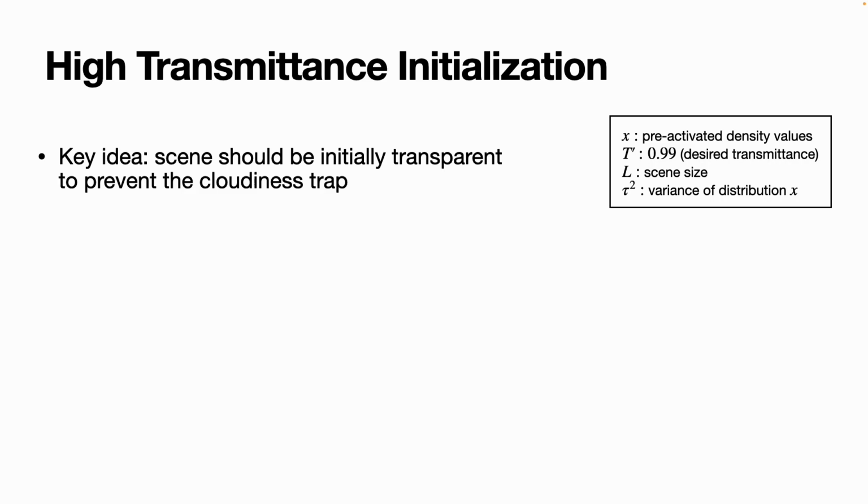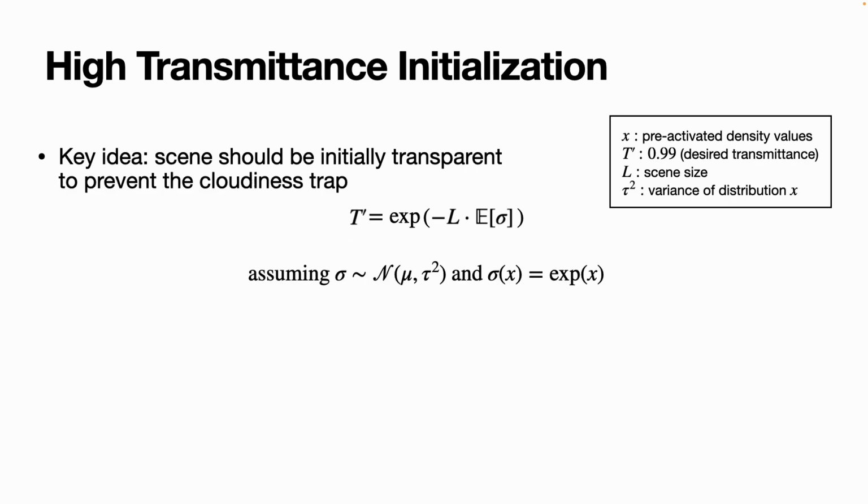To solve these issues, we develop a high transmittance initialization, which forces the scene to be initially transparent. Recall that transmittance is related to density as such. The inner integral gives a Monte Carlo estimate that converges to the expectation of sigma over the entire ray. Replace the left-hand side with T prime, an initial transmittance target such as 0.99. Now, assuming that sigma is drawn from a normal distribution with mean mu and standard deviation tau, we can solve for the expectation. Plugging this expression back into the first equation.